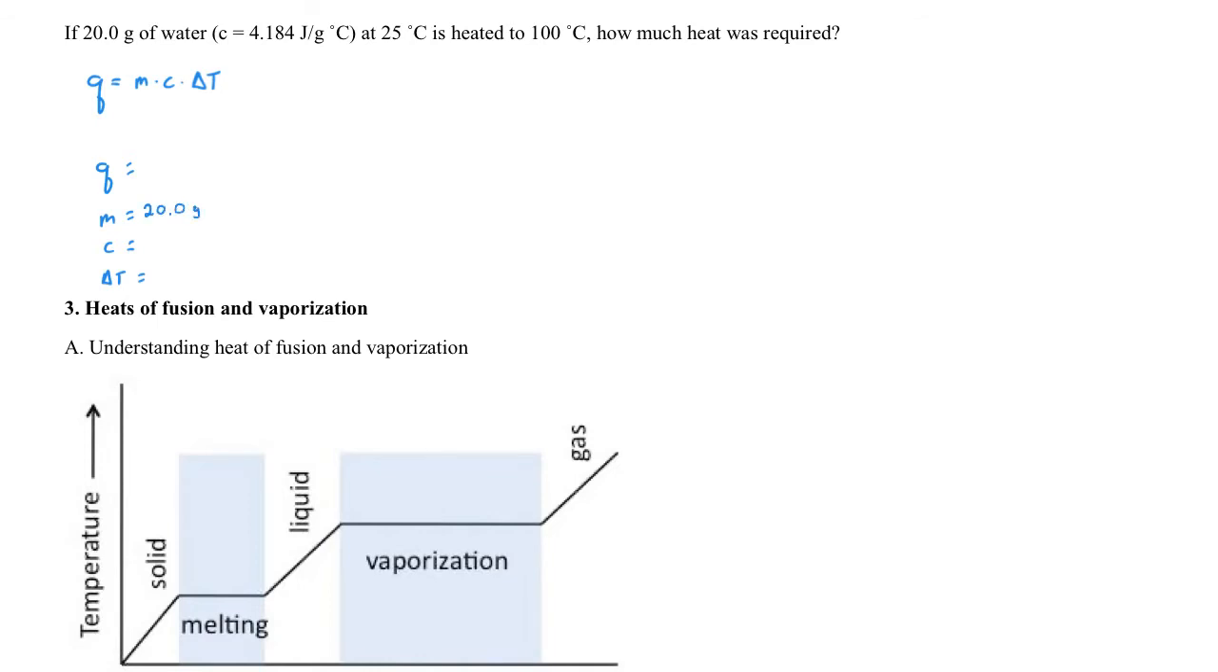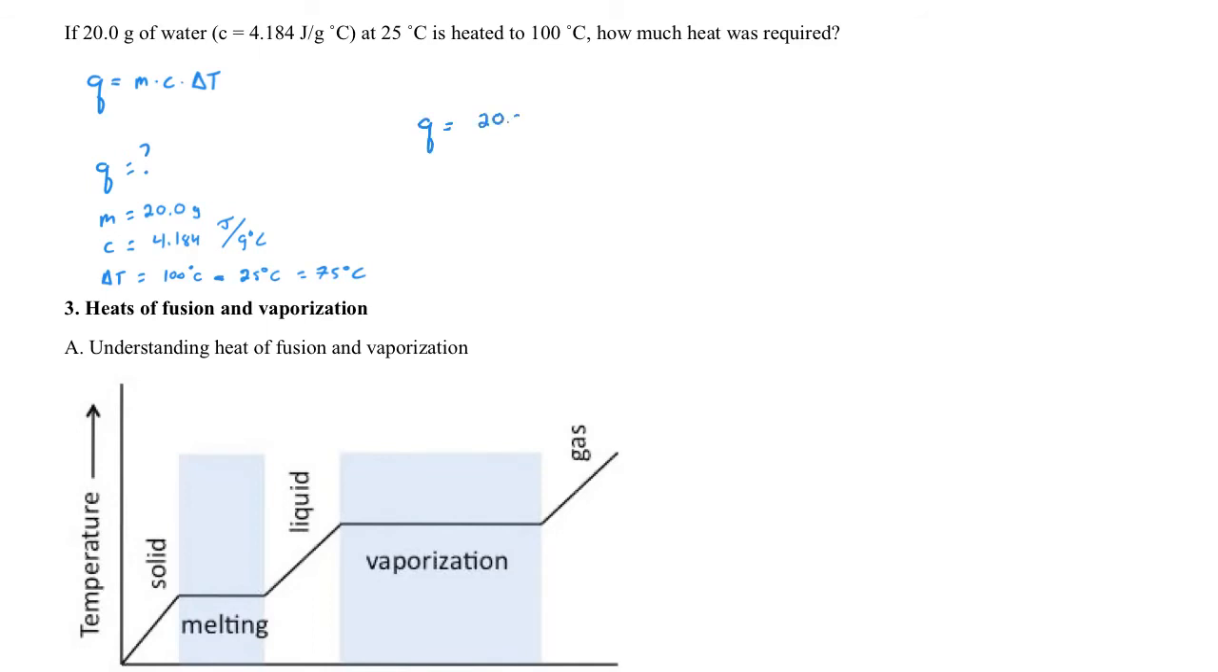And then we're given this C, which is 4.184 joules per gram degree C. That's our C value. And then we see the temperature parameters here. It goes from 25 degrees Celsius to 100 degrees Celsius. The delta T there is that final temperature, which is 100 degrees Celsius, minus 25 degrees Celsius, or 75 degrees Celsius is the delta T. Now, how much heat was required for this? We're being asked here to solve for Q.